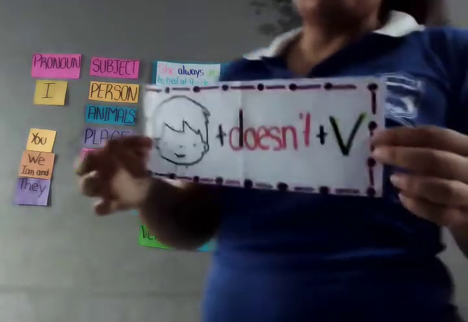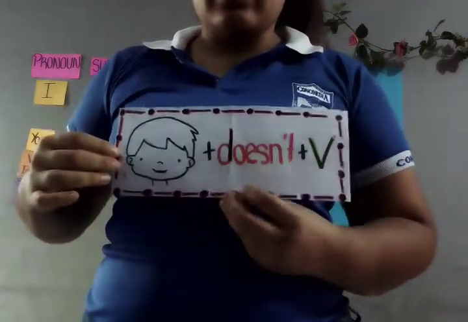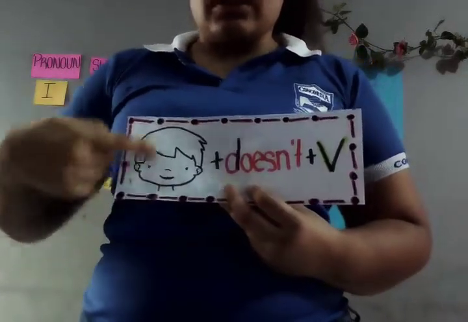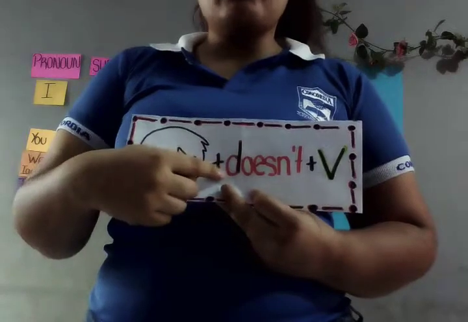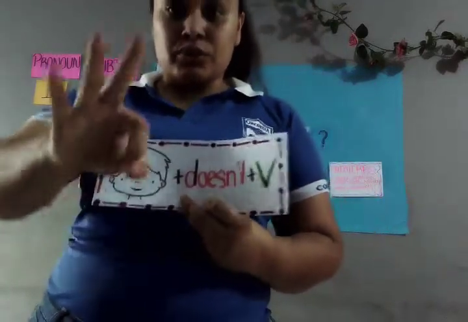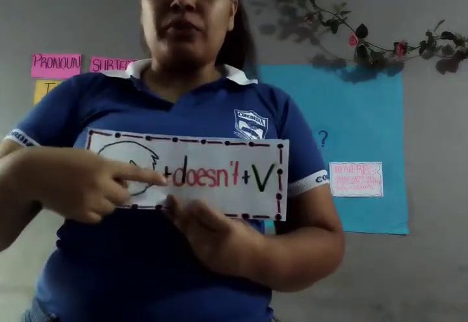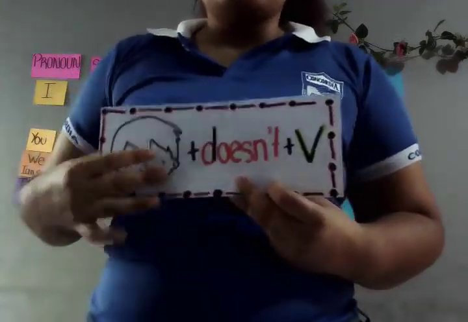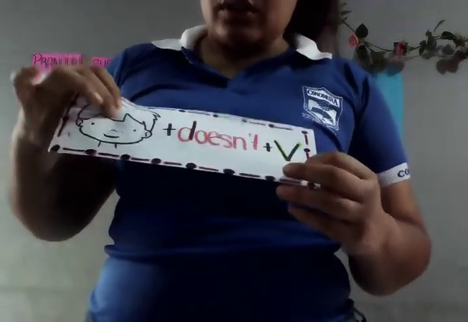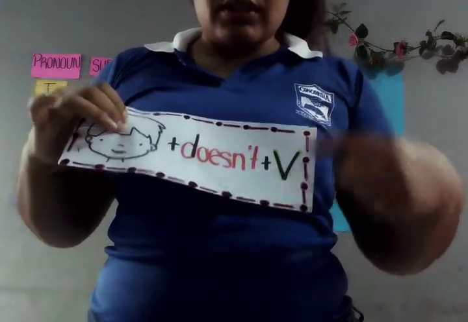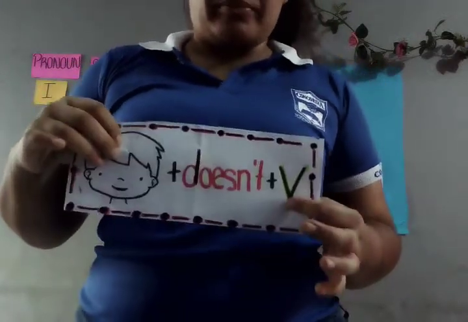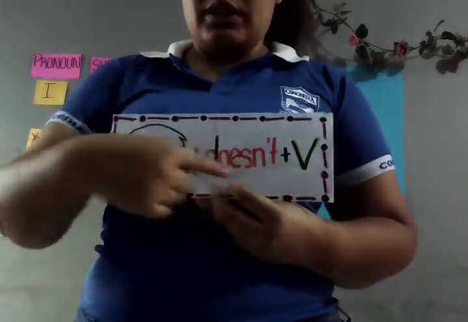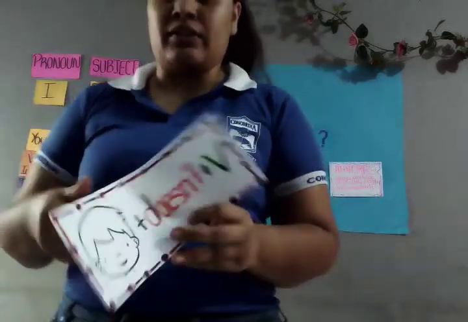Okay, so for negative sentence, we're gonna use the subject followed by doesn't because we're talking about third person. So for third person, we're gonna use doesn't. And it's negative, so we're gonna use subject, doesn't, verb. Okay? Doesn't, because it's negative.